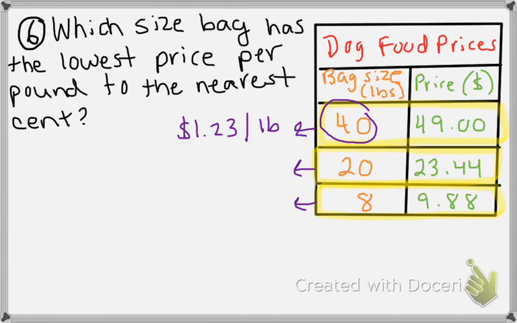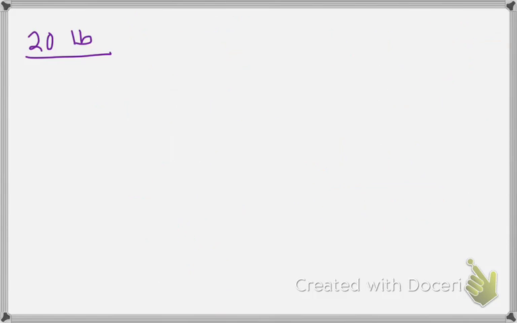Okay, so again, now we have one of them. We have the 40-pound bag, and per pound it is $1.23. So now let's go on to the 20-pound bag. Since we know that we want pounds to be 1, we have to put that in our ratio in the denominator. So pounds and money.